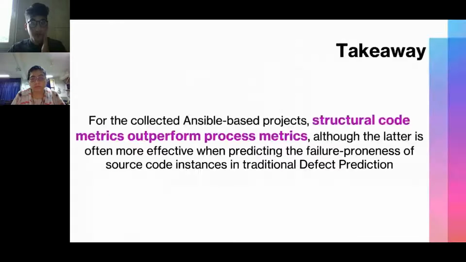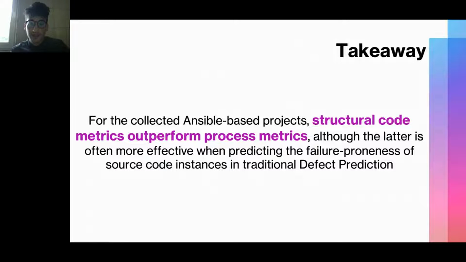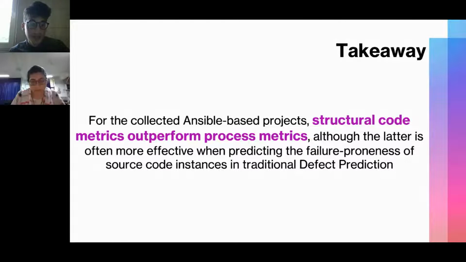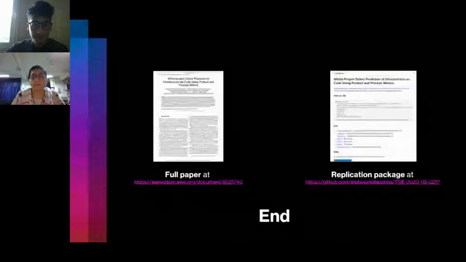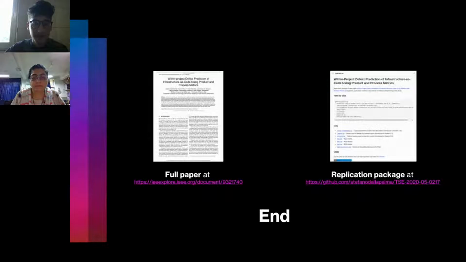So to conclude, the takeaway of this work is that structural code metrics here outperform process metrics, although the latter is more often effective when predicting failure proneness in traditional defect prediction. The main contribution is the framework that you can find online. It's open source on GitHub and provides 104 defect prediction models for Ansible and their evaluation. So you can find the full paper in the replication package online.